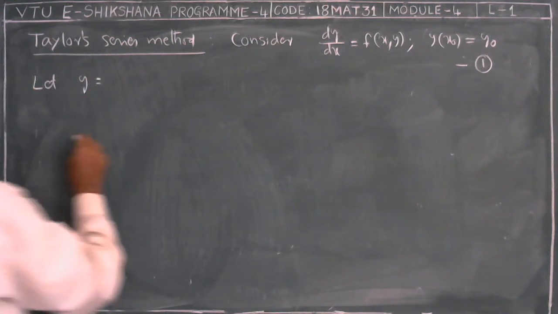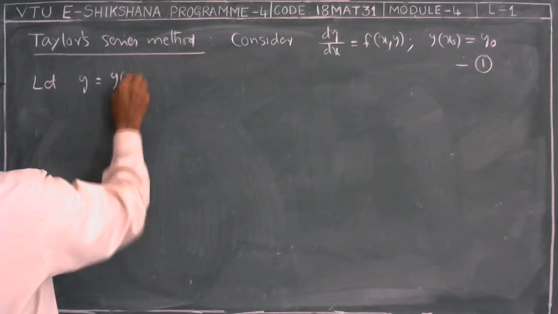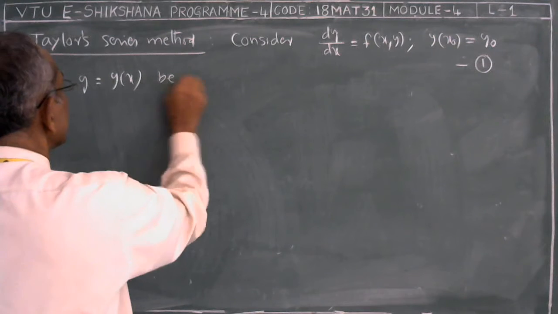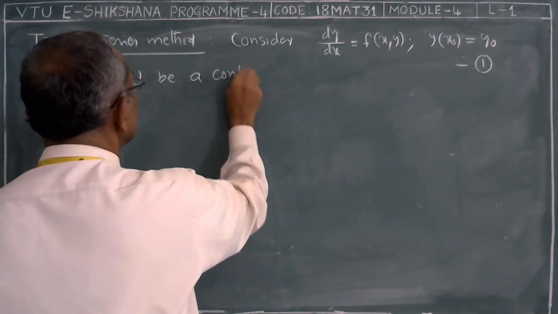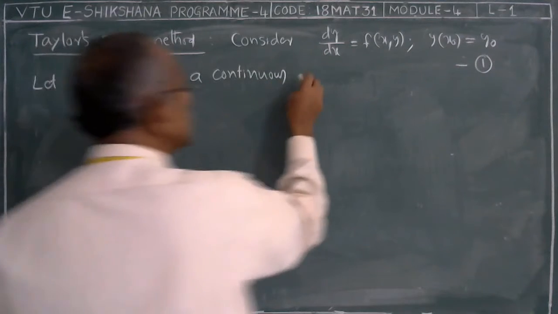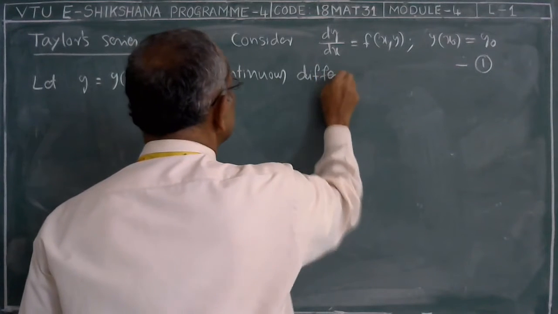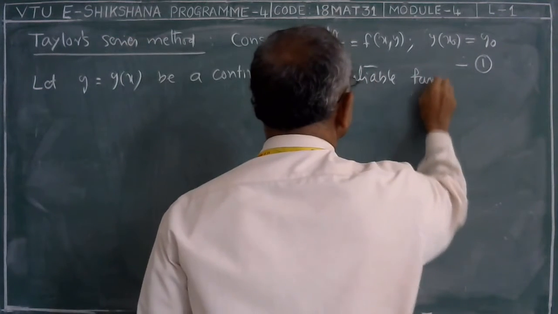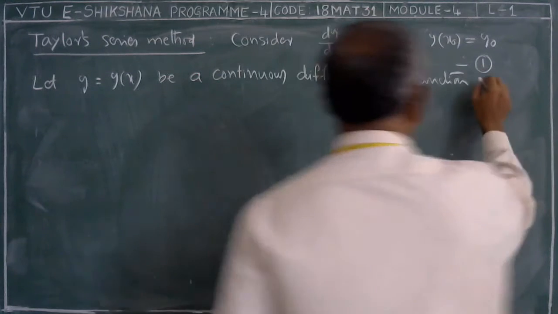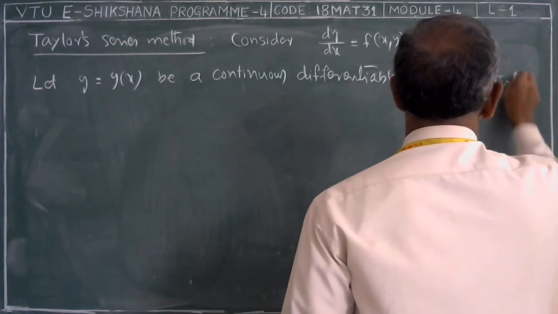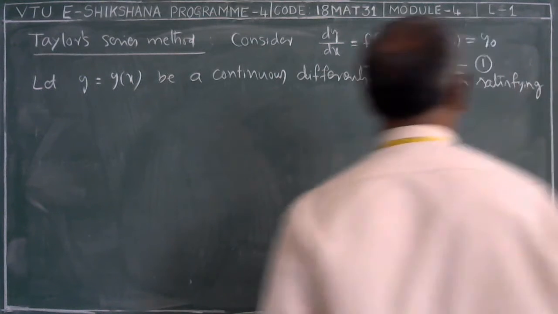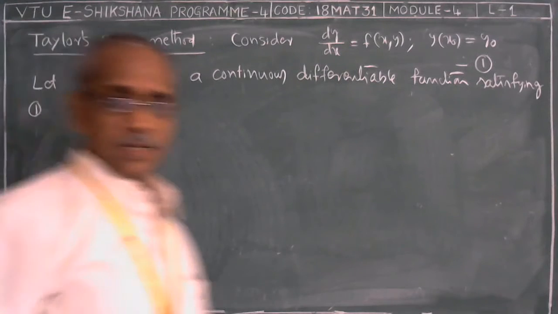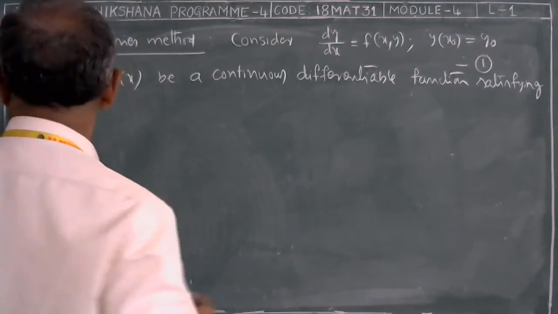Let y is equal to y of x be a continuously differentiable function satisfying 1. That means a solution of differential equation 1 satisfying the initial condition.